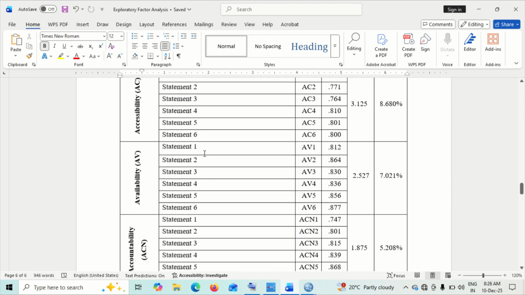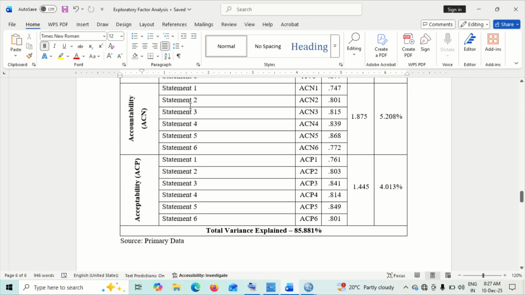Moving to the next component, that is availability. Again, this is measured with 6 statements, and the codes are AV1 to AV6, and the factor loading is greater than 0.80, and the eigenvalue is 2.527, which is greater than 1, and also this component is explaining 7.021% of variance in the adoption level.